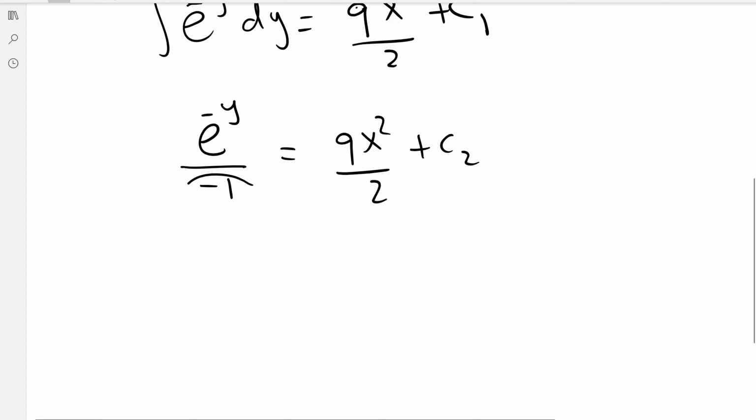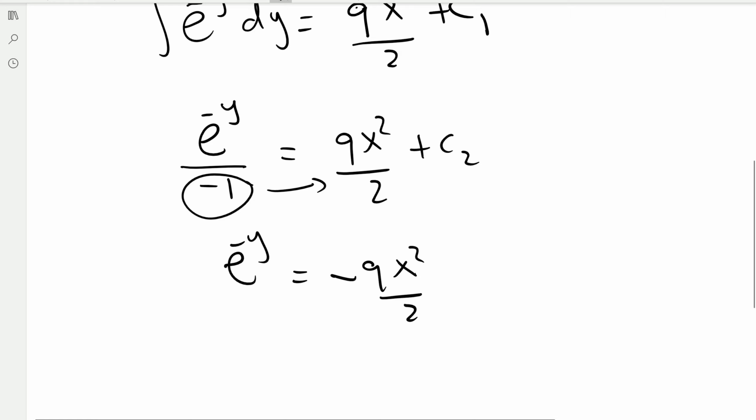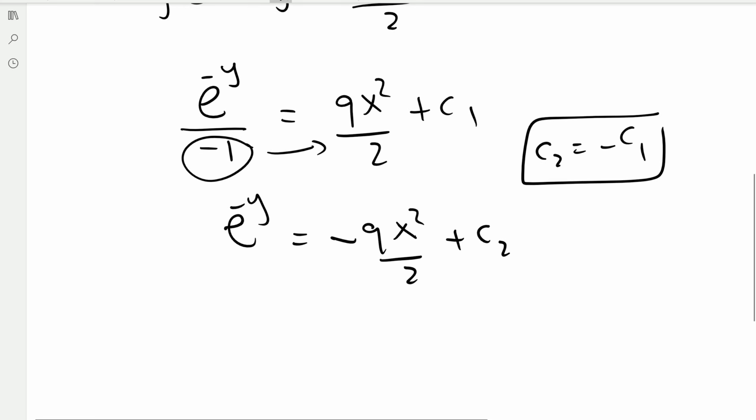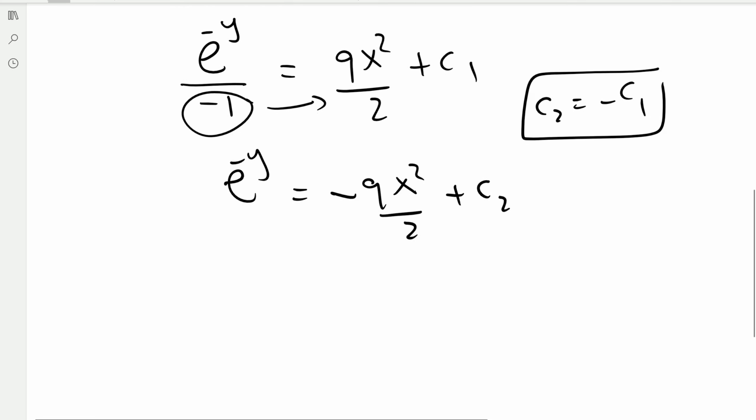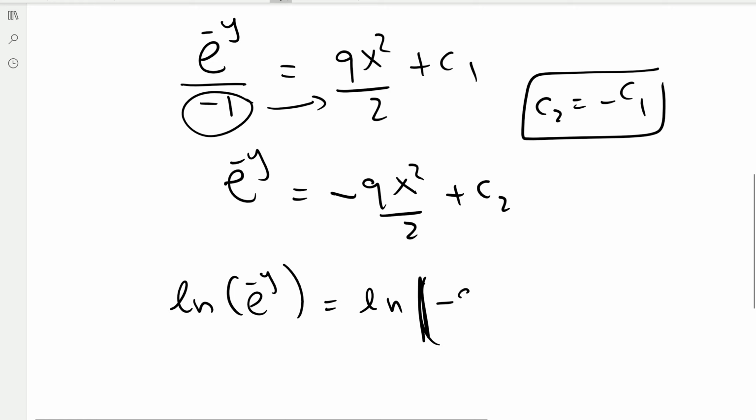Let's take this negative 1 to the right. So it's e to the negative y equals negative 9x square over 2 plus, well, this should have been c1. Let's call this c2 because c2 is negative c1. Alright, now to find the explicit solution for y, we can take the natural log of both sides: natural log of e to the minus y equals natural log, absolute value here, of negative 9x square over 2 plus c2.